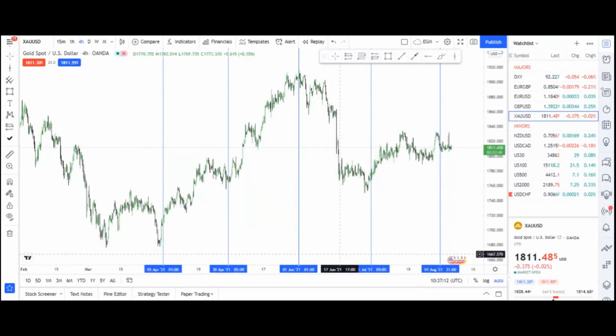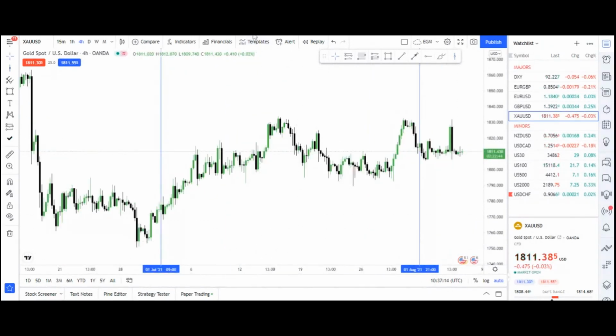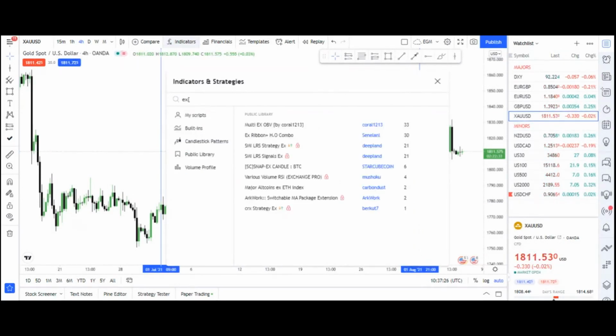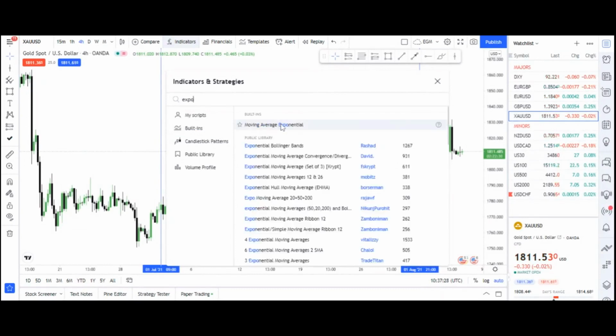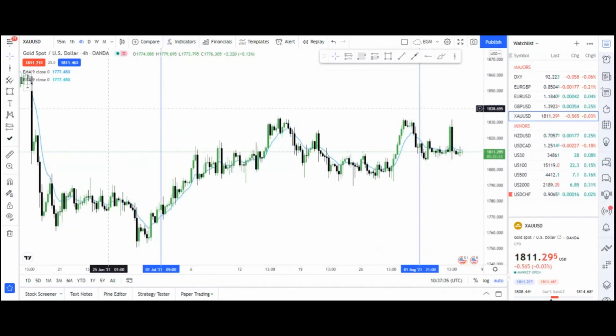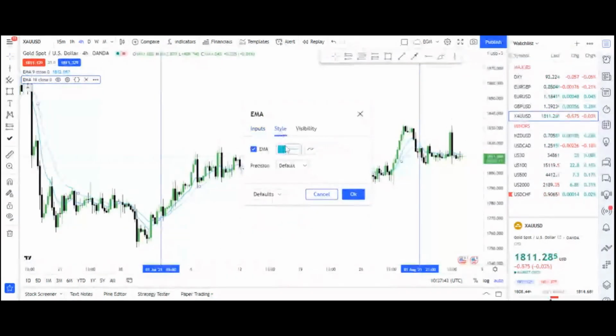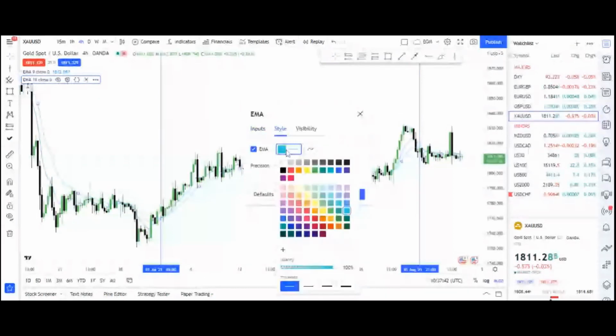Now the moving averages we use are the EMA 9 and 18, exponential moving average 9 and 18. So I'll just add an exponential moving average, 9 and 18. I'll just make 18 color red.